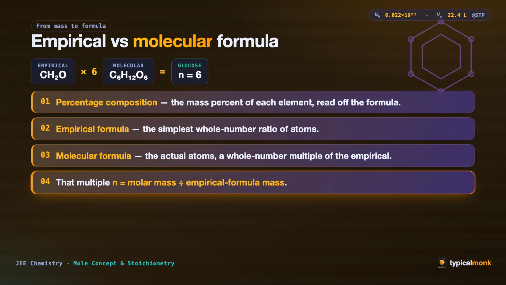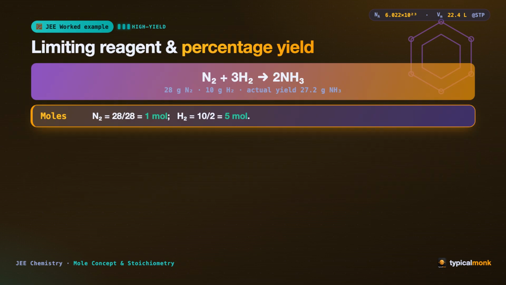180 divided by 30 is 6. So the molecular formula is 6 times the empirical formula, C6H12O6. The skeleton multiplied by 6 becomes the real molecule. Now the JEE twist, a 4-step multi-step numerical solved slowly, the monk's way.